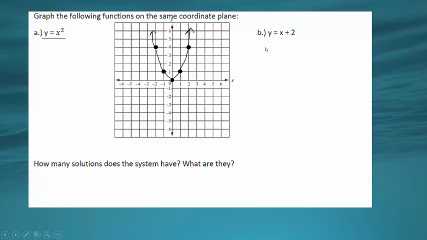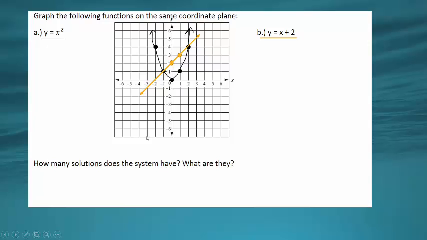Then we change gears and we're going to graph a line. So our y-intercept is 2. And we'll do this one in an orangish color. So we're going to start at 2 and our slope is 1 over 1. And we could continue this trend and then we have our line.